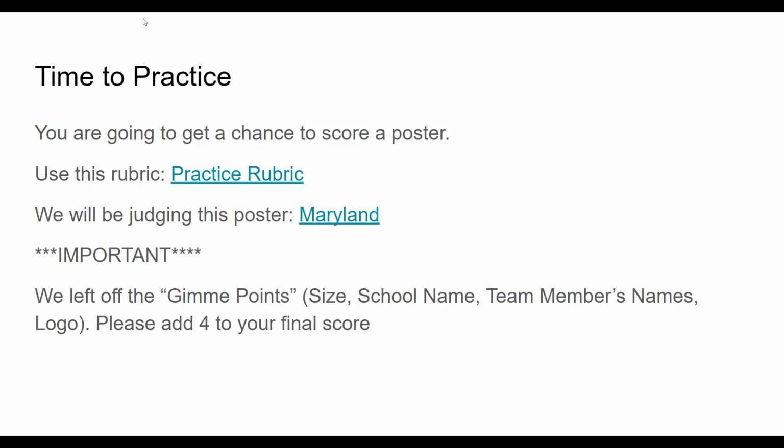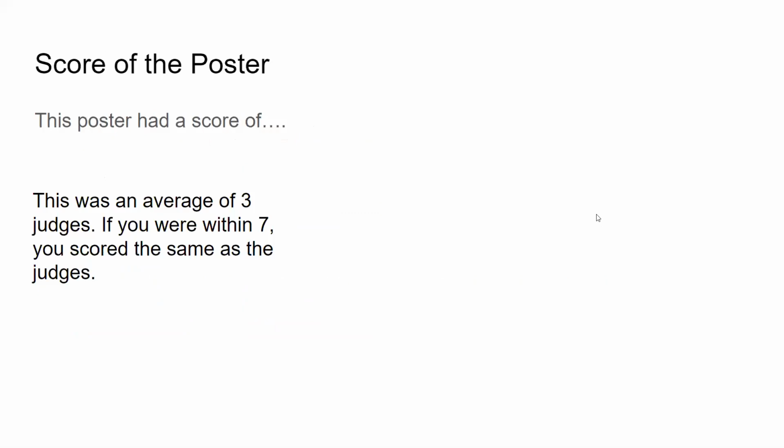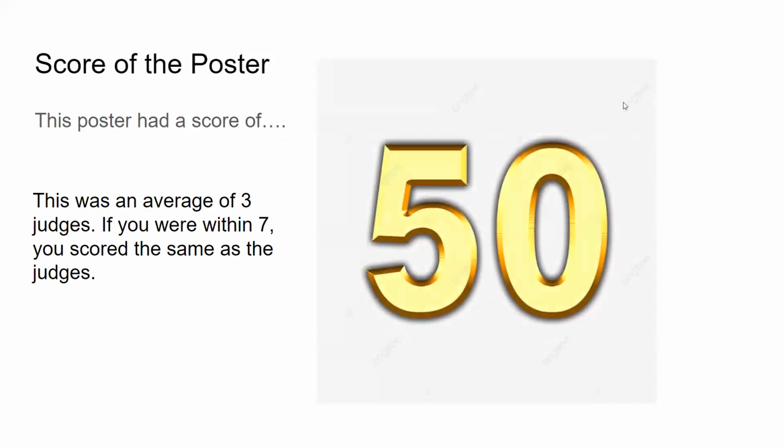All right, so it is 12:11, and I said we'd start again at 12:11. Hopefully you were able to get through that. Now I want to take a look at what you scored and also what the judges scored. At nationals, this poster had a score of 50, and there were multiple judges, so the average was 50. If you're within 7 of that, you scored the same way the judges did. Was everyone within 43 to 57? Were there differences?